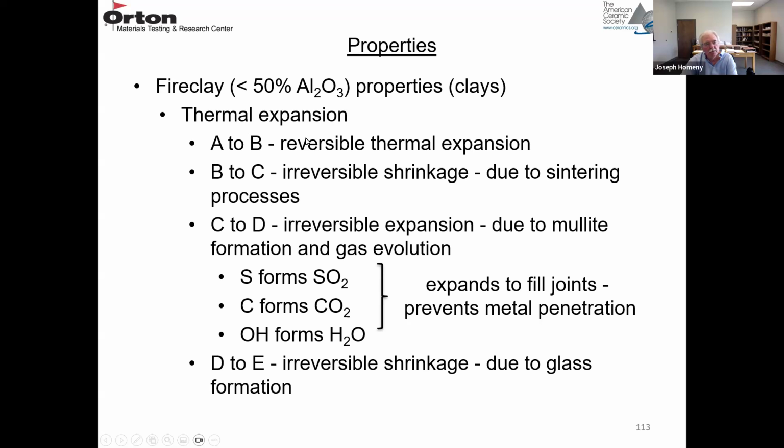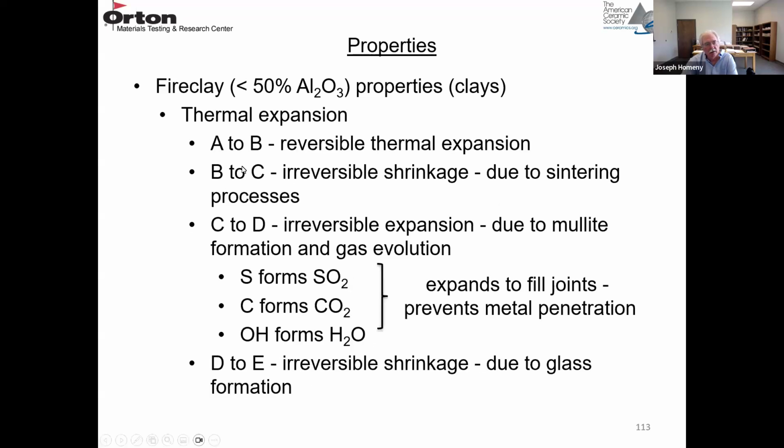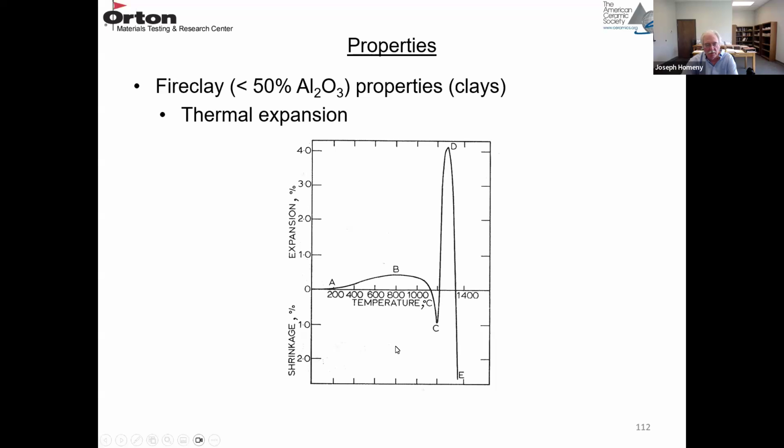So the thermal expansion, starting out with the raw clay, A to B, is reversible. So you can heat this up to about this temperature and bring it back down. And the curve should repeat itself, the heating and cooling curves. So it's reversible. But then when you get to temperatures higher than this point B, you have irreversible shrinkage. You have the sintering process, the densification process taking place. So here it starts to sinter and densify and shrink.